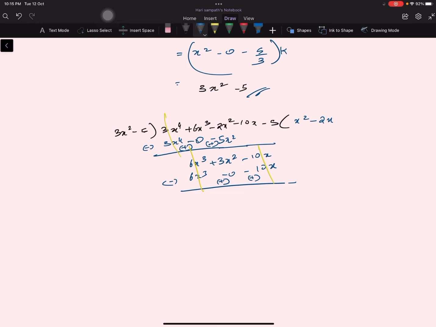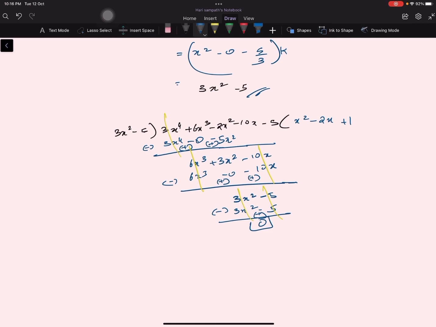Now we got 3x square minus 5. That is the equation itself. So I'm gonna multiply it with 1. We get 3x square minus 5. I'm gonna subtract them. I get positive here. So it exactly cancels each other out and we get 0.